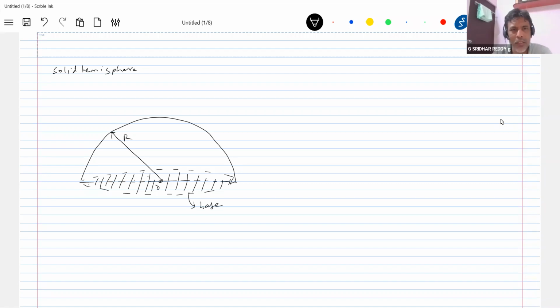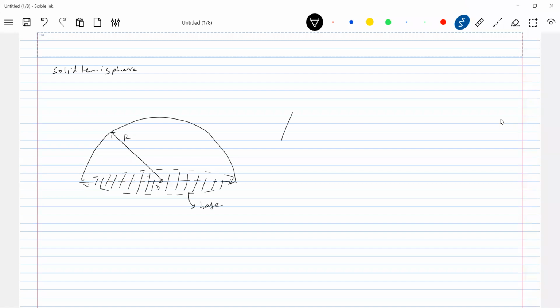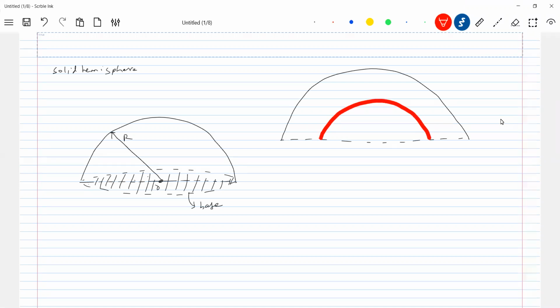So what we can best assume here is that this solid hemisphere is made up of hemispherical shells of increasing radius. I'll give a plain diagram. So let this radius be r, the thickness of this be dr, and the mass of this, let it be dm.